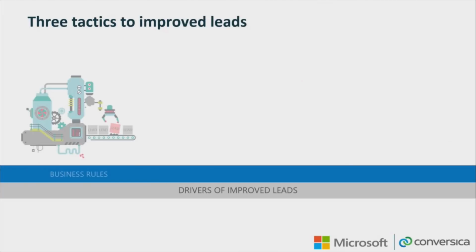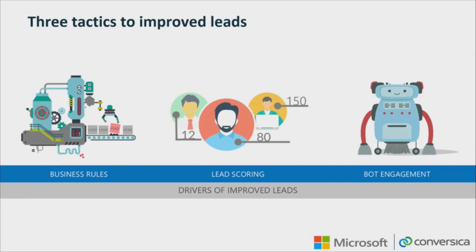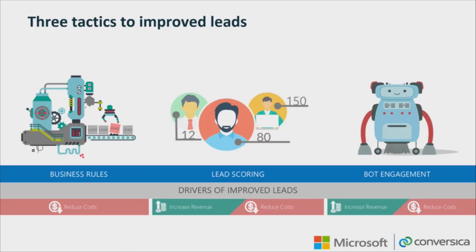And those techniques are three areas. One is business rules, which aren't necessarily AI, but they're business rules that we apply on top of the AI or before the AI. There's lead scoring, which is where we use machine learning, and then bot engagement. And these three things either reduce costs, so business rules reduce costs because then you don't have to call invalid leads, etc. Lead scoring could increase revenue and decrease costs, and bot engagement can also increase revenue and reduce costs.